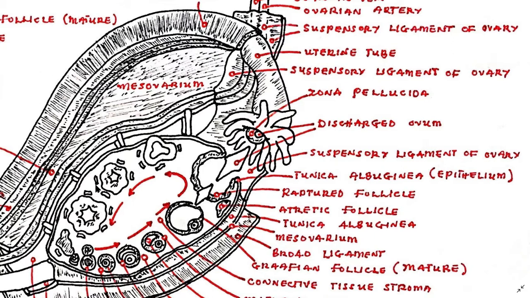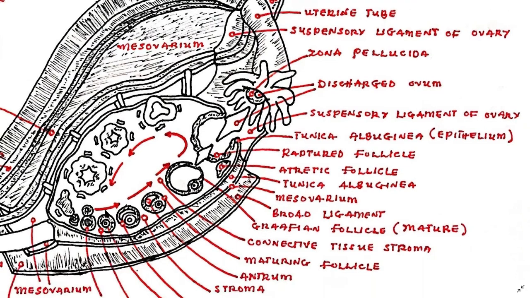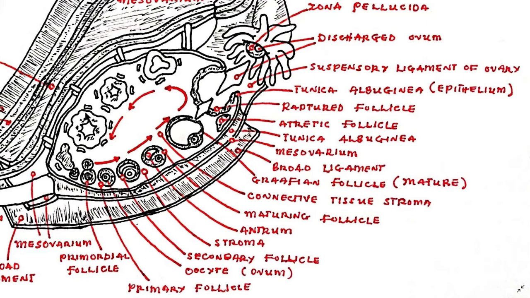The corpus luteum secretes estrogen and progesterone during the luteal phase of the ovarian cycle. In the event of a pregnancy, it will support the developing embryo for up to 3 months with these secretions. However, if fertilization does not occur, the corpus luteum will degenerate into a scar formation of itself, which is known as a corpus albicans.